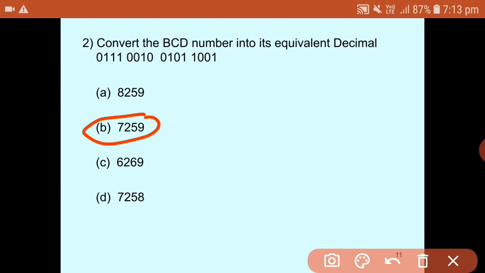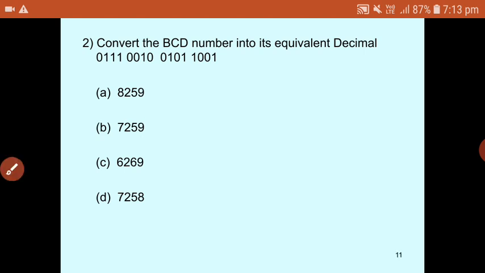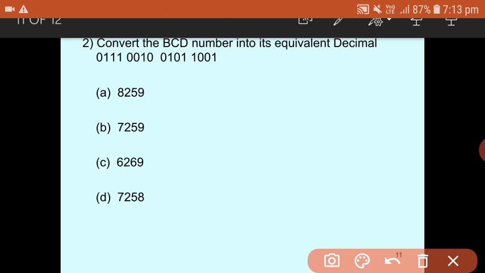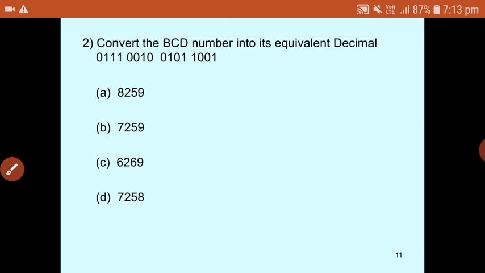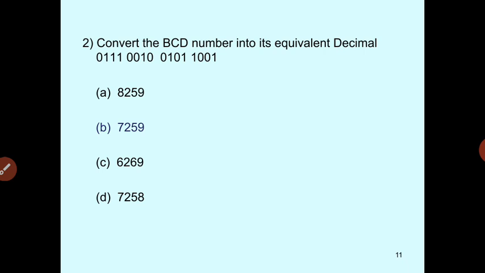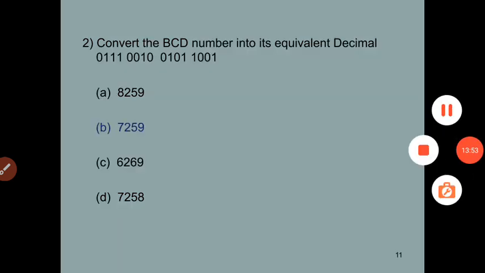Okay, so for a given binary number, what you need to do is divide it into groups of 4 bits, and replace each 4 bits with its equivalent decimal number. That gives you the BCD decimal number corresponding to the given binary coded decimal. Okay, so 7259 is the answer.